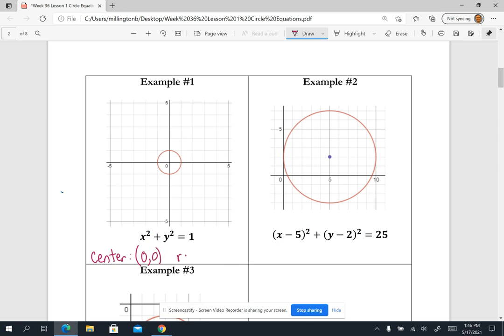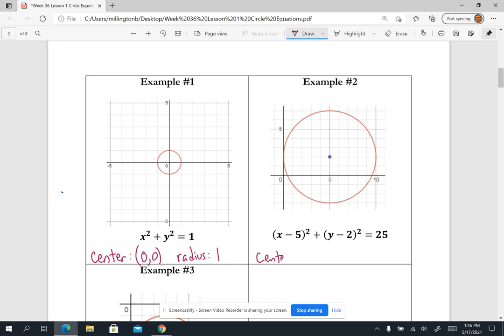The other thing that's going to show up in the equation is the radius. In this case, the radius of this circle is 1. So take a look at that center and that radius and how that relates to the equation that's given to you for this circle.